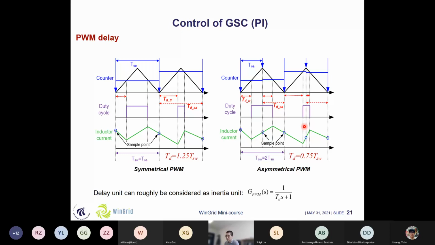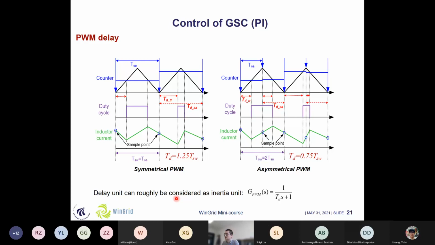And we also have another modulation technique, which is asymmetrical PWM. In this case, two values will be sampled in one switching period. That means at the bottom or the top value of the carrier, so both values will be sampled. And here we can see that the sampling delay will be reduced to half of the switching period. So the total delay of this PWM will also become lower compared to the previous case.